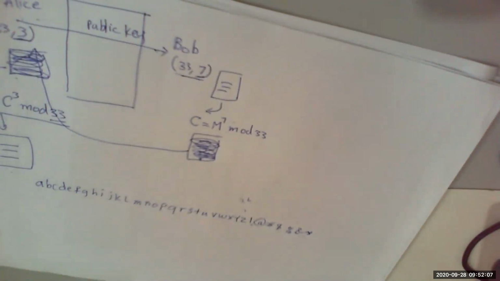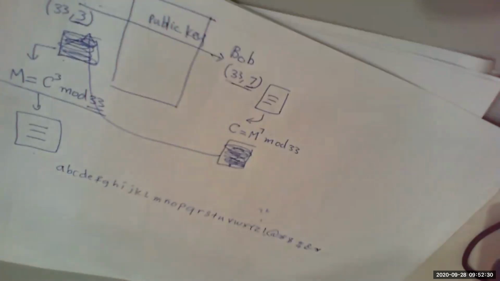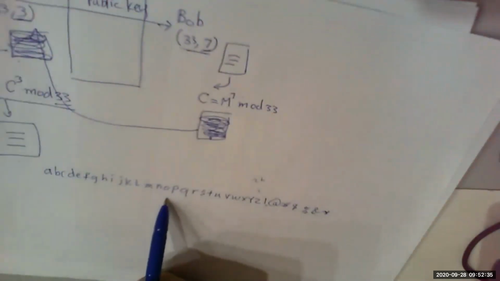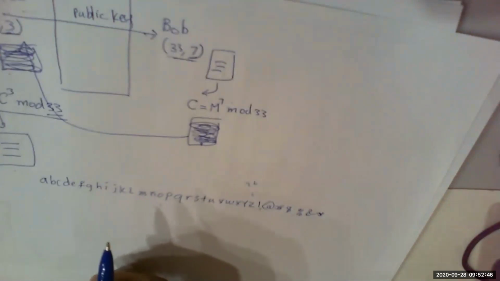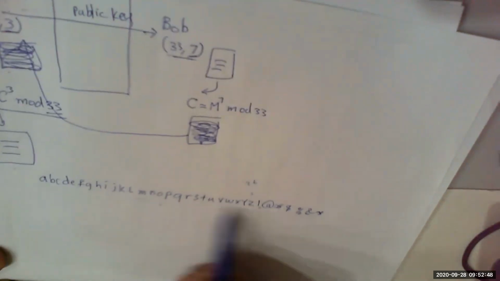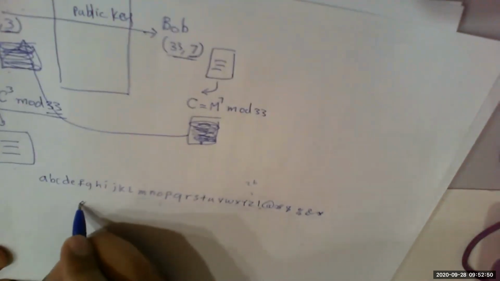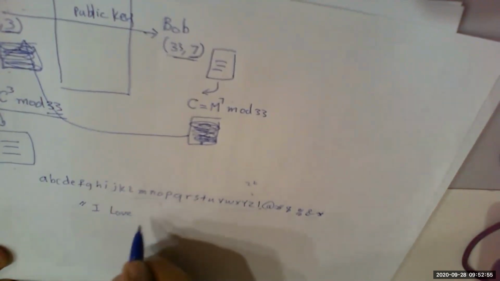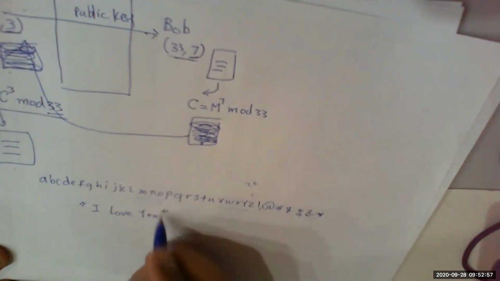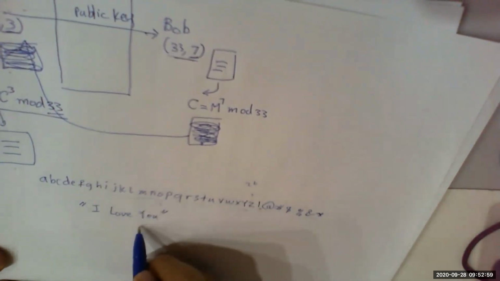Let me pause for a second. So this is our letters, the alphabet, and we will use it in our example to do encryption and decryption. Suppose that we have an example using this alphabet: the expression "I love you". I want to encrypt this sentence.